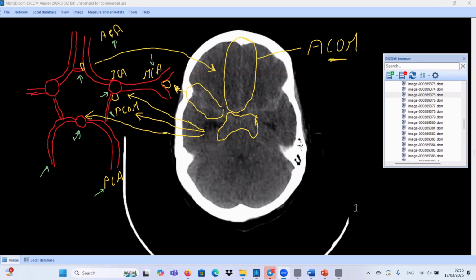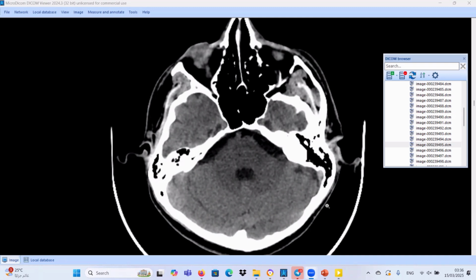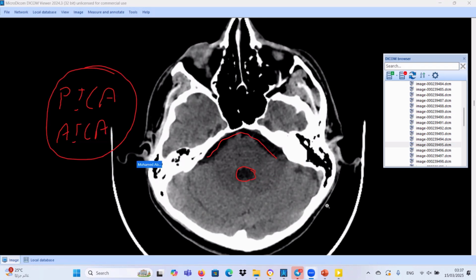If the subarachnoid hemorrhage is localized in the extra-axial CSF spaces of the posterior fossa and sometimes extends into the fourth ventricle as intraventricular hemorrhage, we should search for PICA aneurysms. Those are very rare, but we should know these arteries very well.